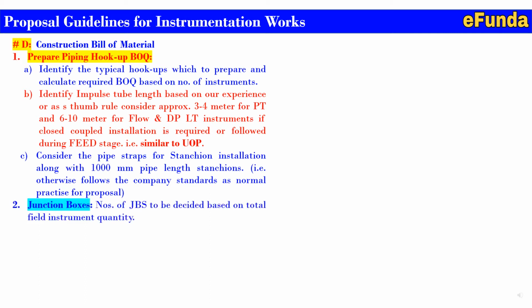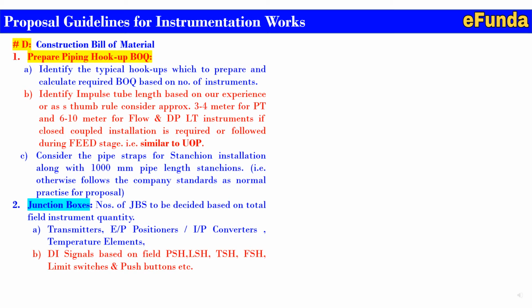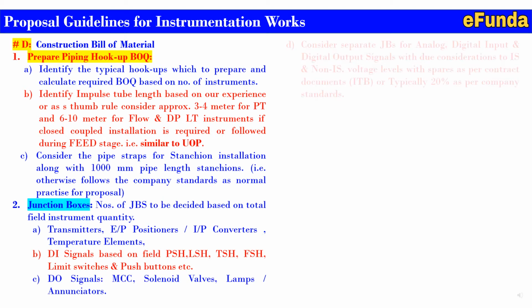Second, junction boxes. The number of junction boxes is to be decided based on the total field instrument quantity. A. Transmitter, E2P positioner, I2P converter, temperature element, etc. B. Digital input signals based on field, pressure switch, level switch, temperature switch, flow switch, limit switches and push button, etc. C. Digital output signal, that is MCC, solenoid valve, lamps, annunciator. D.